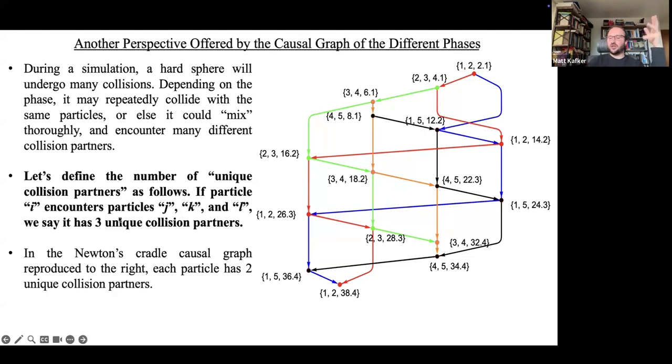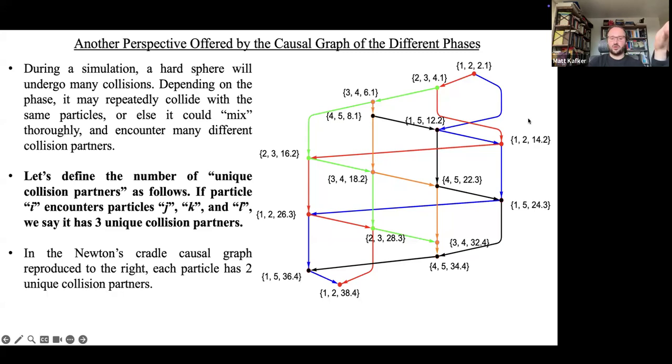So we can just introduce another metric and see what this gets us, which is just how many unique particles does any particle meet over the course of its life. So for this graph, particle 3, the answer is 2, because it meets particle 2 and particle 4. And it turns out that all of them will have the same thing. They'll meet 2 unique particles over the course of their lifetime. If you have some particle I and it meets J, K, L over the course of its lifetime, maybe it meets them many times, then we'll just say it has 3 unique collision partners. Okay, so again, this comes from looking at the paths through the causal graph one at a time.